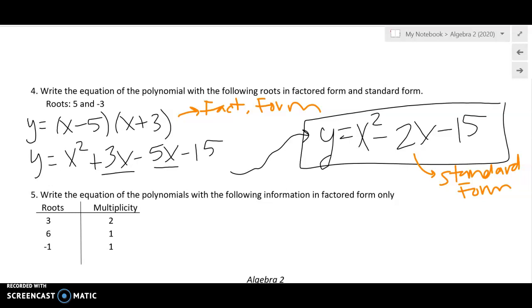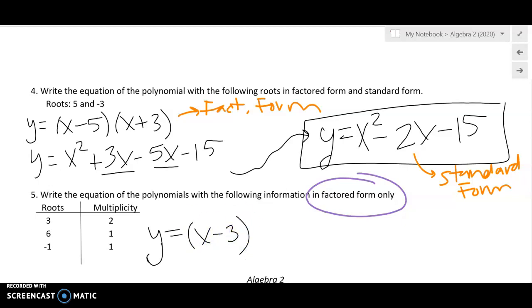Okay, the last thing here says write the equation of the polynomial in factored form only. So that's kind of a nice break. It just wants factored form only. So it gives us the roots and it gives us the multiplicities. It's just like in a table format, but it's really the same thing. So the root, so let's start with y equals because I need an equation. The root is what you do the opposite of. So x and then minus 3.